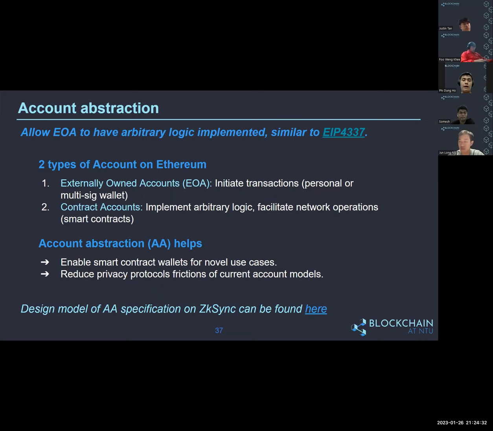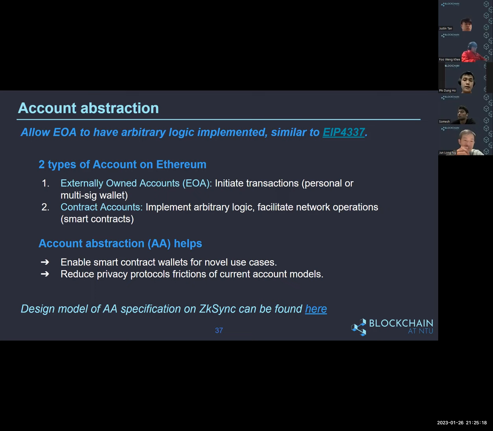Firstly is account abstraction. Account abstraction means allowing a user account to have arbitrary logic implemented. This is specified by Vitalik and his core developer team in EIP 4337. To give a bit of background, on Ethereum we have two kinds of accounts. First is the externally owned account, and this account can initiate transactions. An example of this account is your personal wallet or some multi-sig wallet. And second is the contract account, which essentially comprises all the smart contracts out there.